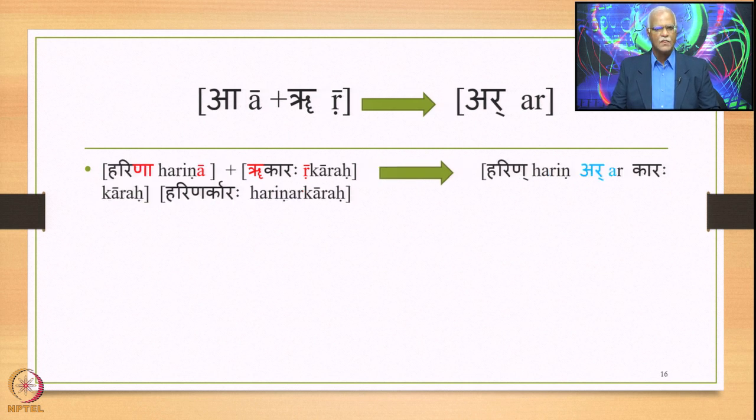Next we have a plus long ru, and the output generated is ar. So we have harina plus ru karaha, where you have a coming at the end of this pada and ru coming at the beginning of this pada. So they are in the samhita mode, and so 6187 applies, and the output generated is harin ar karaha, harinar karaha.